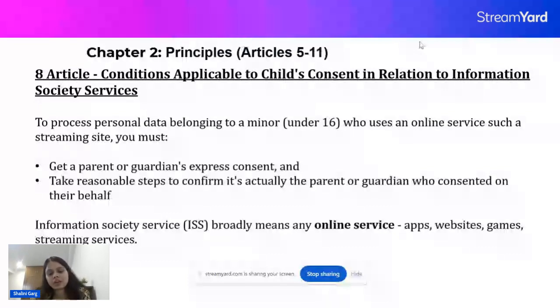Consent means the same as we have discussed. It should be freely given, unambiguous, easily given, and easy to withdraw. These things will apply here as well. And reasonable steps should be taken to confirm that it is actually the parent or guardian who has consented on their behalf. It should not be a sibling who is consenting for the minor. Reasonable steps should be taken to check the identity of the parent or the guardian. I have written this for clarification: Information Society Services means online services, for example, applications, websites, games, streaming services, etc. I hope you all are understanding it.